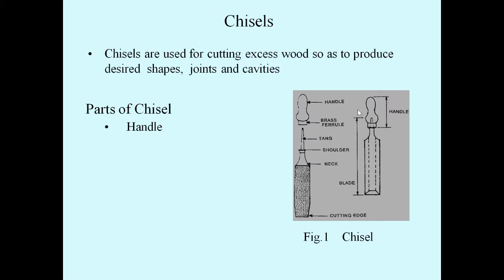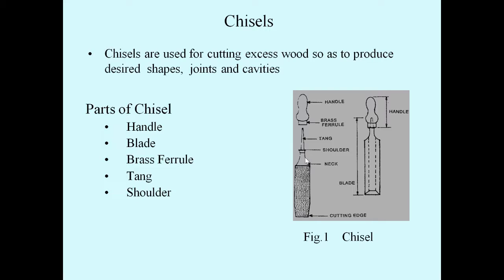We can see here the handle. This will be the handle. This part is called the blade. This part is called the brass ferrule. You can see it here in this diagram. This is the brass ferrule, and this part, from here to here, is called the tang.